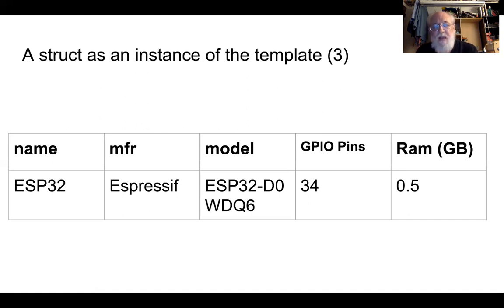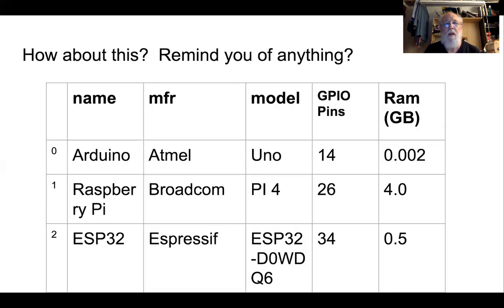Now, here's an example of a struct, yet another possible value for a microcontroller. And we'll just skip quickly past this one, but keep this in mind. Now I have one microcontroller struct, but I'm going to have 1, 2, 3 variables or instances of that structure to use in my program. If I look at all of this together, does it remind you of anything?